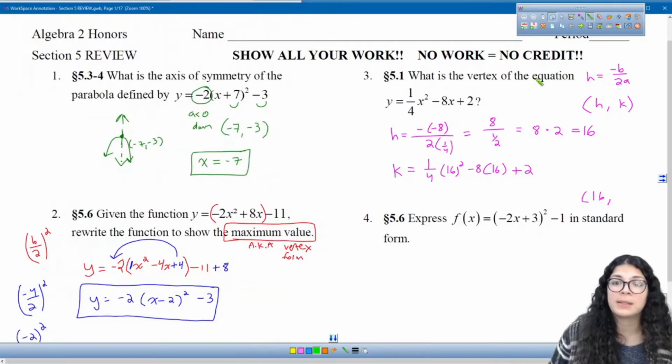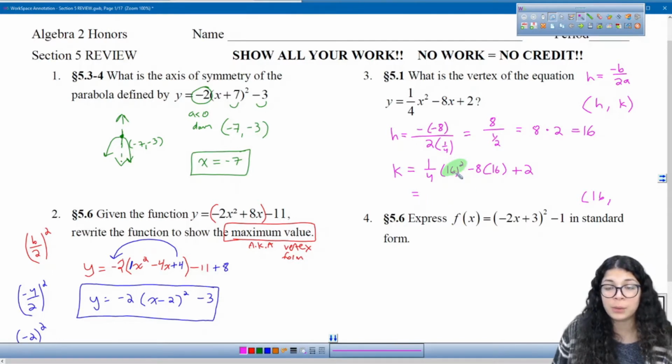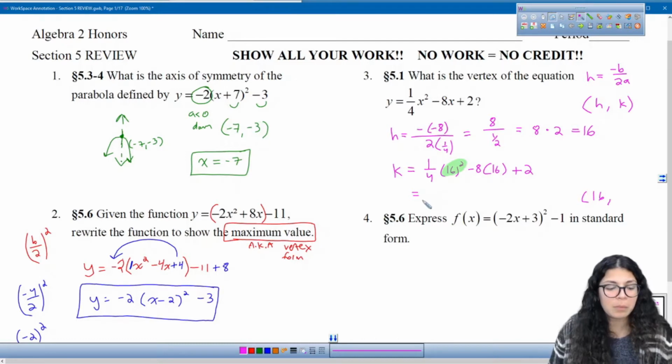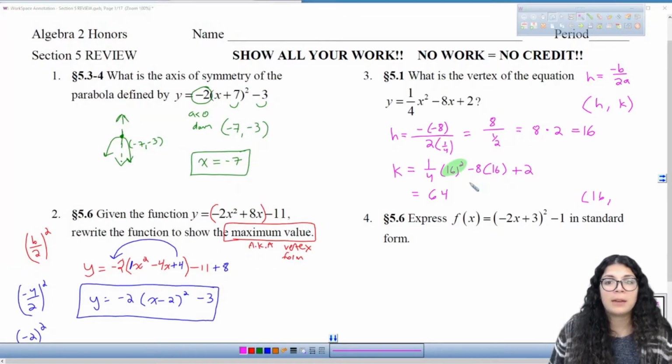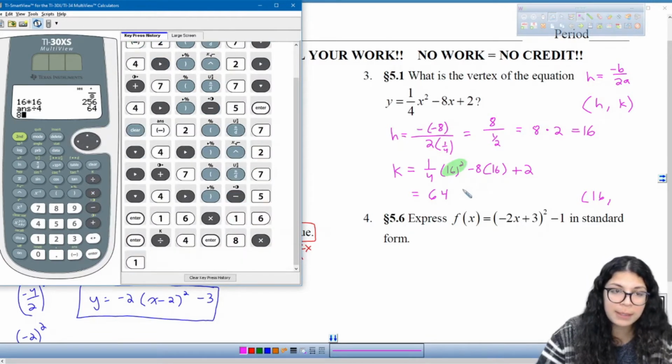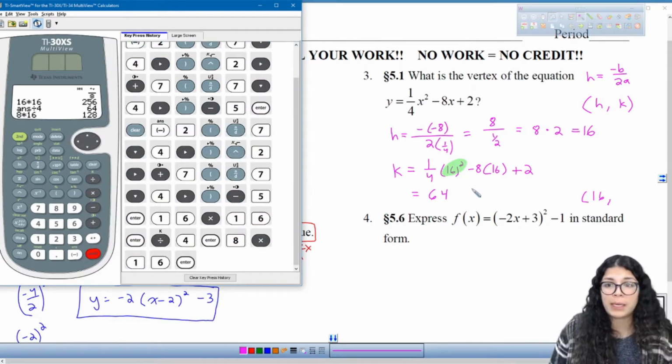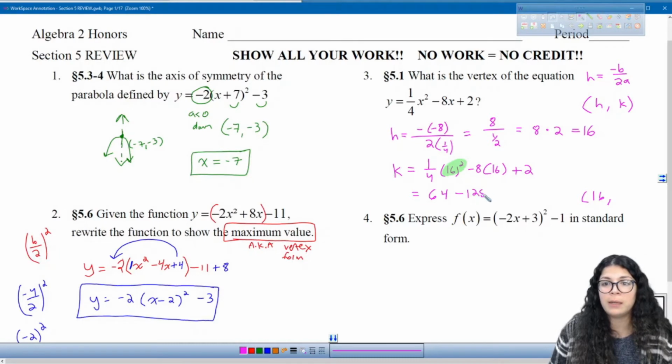Remember, whenever you are simplifying, we do exponents first, then multiply. So we ended up with 64. Then negative 8 times 16, well, 8 times 16 is 128, so that's negative 128. And then 64 minus 128 plus 2 would be negative 62. So that is the vertex.